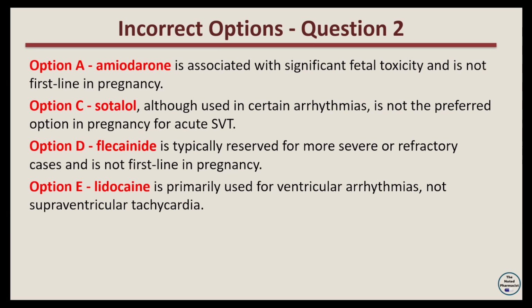Option A is incorrect because amiodarone is associated with significant fetal toxicity and is not first-line in pregnancy. Option C is incorrect because sotalol, although used in certain arrhythmias, is not the preferred option in pregnancy for acute SVT. Option D is incorrect because flecainide is typically reserved for more severe or refractory cases and is not first-line in pregnancy. Option E is incorrect because lidocaine is primarily used for ventricular arrhythmias, not supraventricular tachycardia.